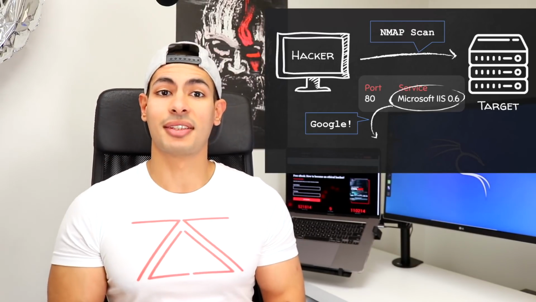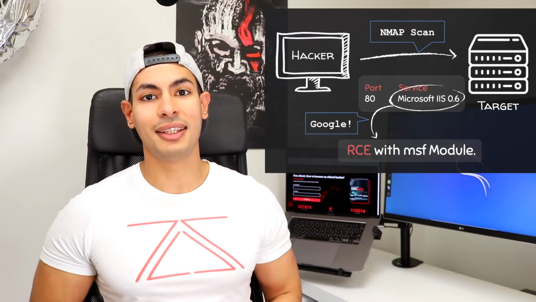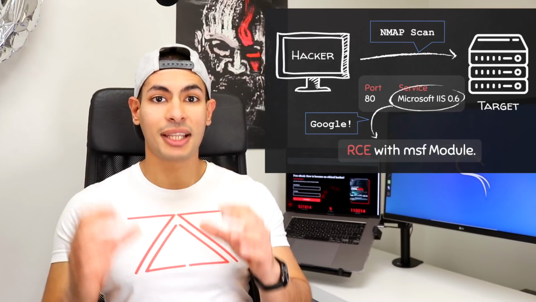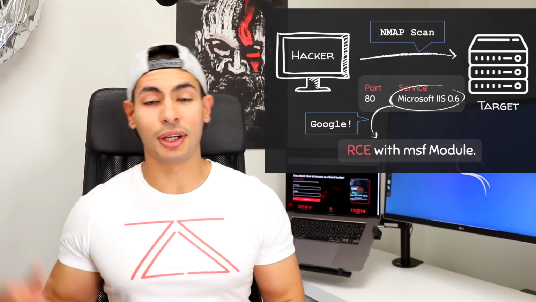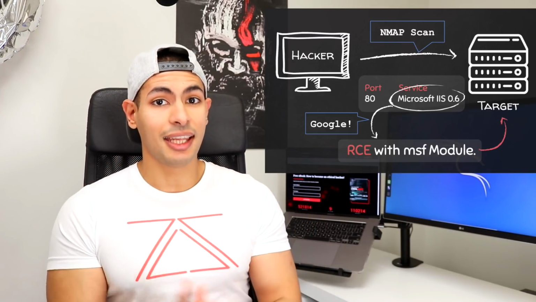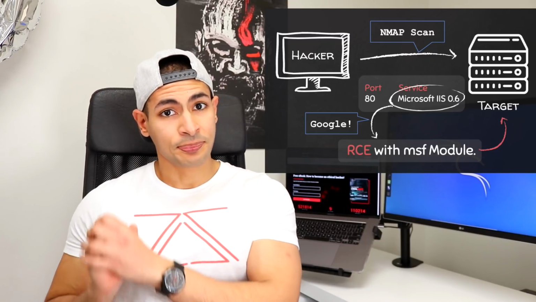The first result is going to be fruitful. It's going to be a remote code execution vulnerability. It also has a Metasploit module that makes everything much easier. So he's going to go back to Metasploit, run the exploit, and gain initial access. The target is going to be a Windows server, I should have said.